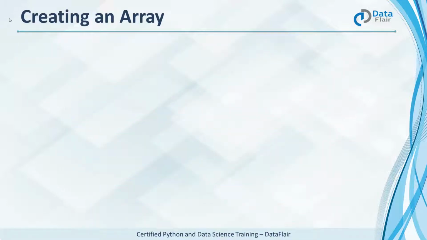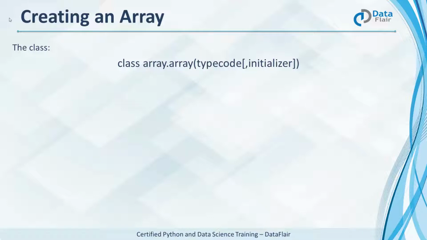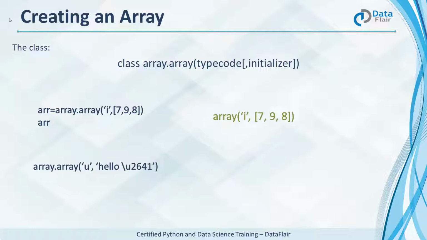The array module has the class array. So to create an array, we create an object of this class. The type code here is I, and the initial values are provided by the list 7, 9, 8. Again, for this Unicode string, the character is visible in the output.